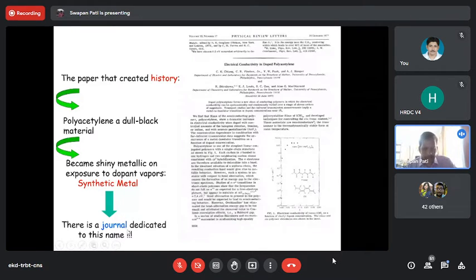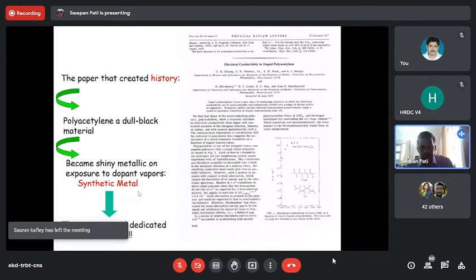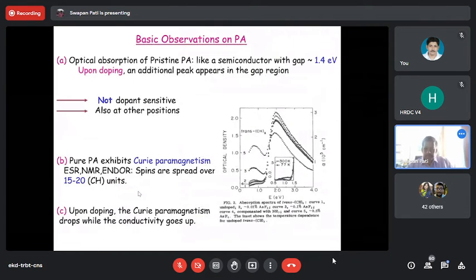In fact, there is an Elsevier journal called Synthetic Metals. That also was original. This journal named Synthetic Metals came out soon after this paper was published. So what was there in this paper? Let me tell you in detail. The basic observations in this paper.